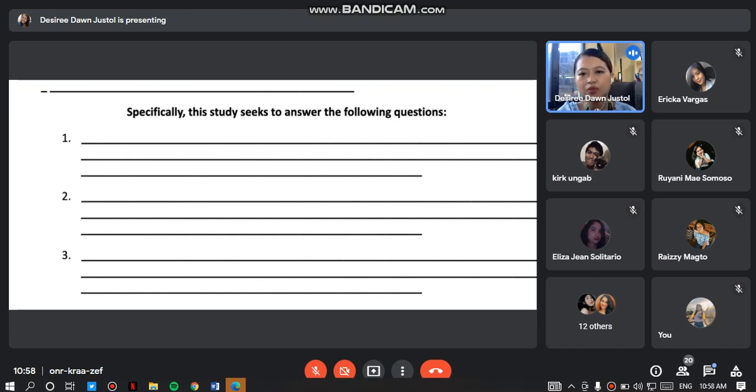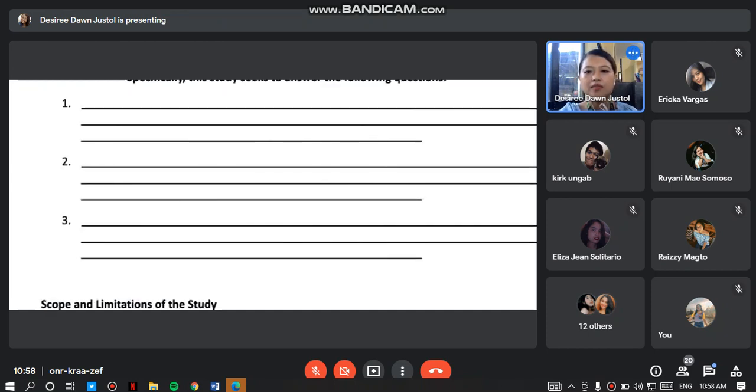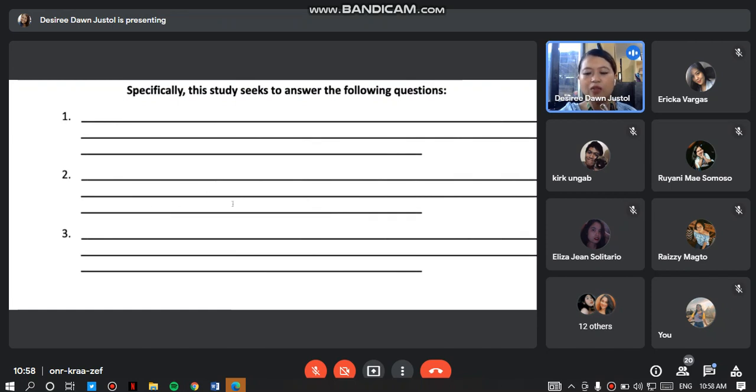Teachers' technological proficiency or skills. And then after that, how does this teacher's level of technological proficiency relate to the students' level of language learning? So that's the first. The second is the level of students' language learning. And the third is the relationship between the teachers' learning and the skills in technology.